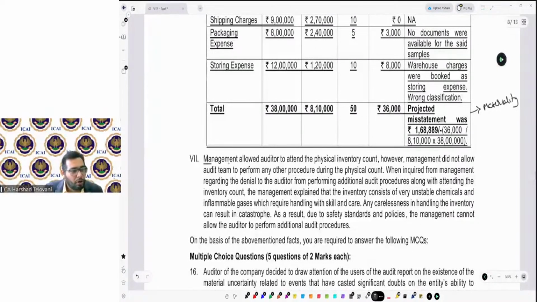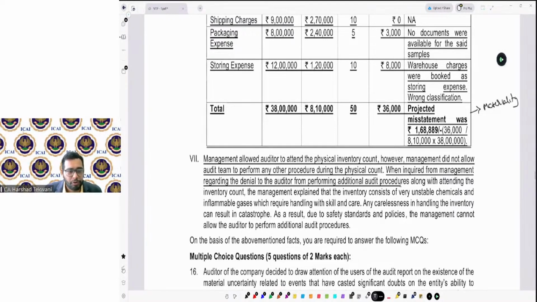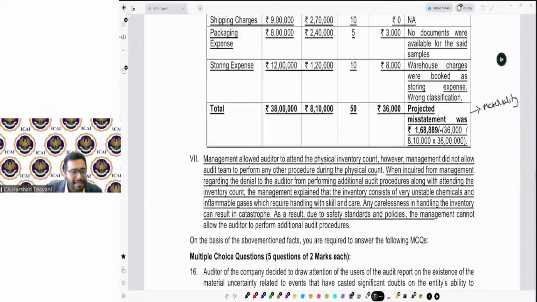Then management allowed the auditor to attend the physical inventory count. However, management does not allow the audit team to perform any other procedure during the physical count. When inquired from management regarding the denial to the auditor from performing additional audit procedures along with attending the inventory count, the management explained that the inventory consists of very unstable chemicals and inflammable gases which require handling with skill and care. Any carelessness in handling the inventory can result in catastrophe. As a result, due to safety standards and policies, the management cannot allow the auditor to perform additional procedures. Again, this is related to my inventory.